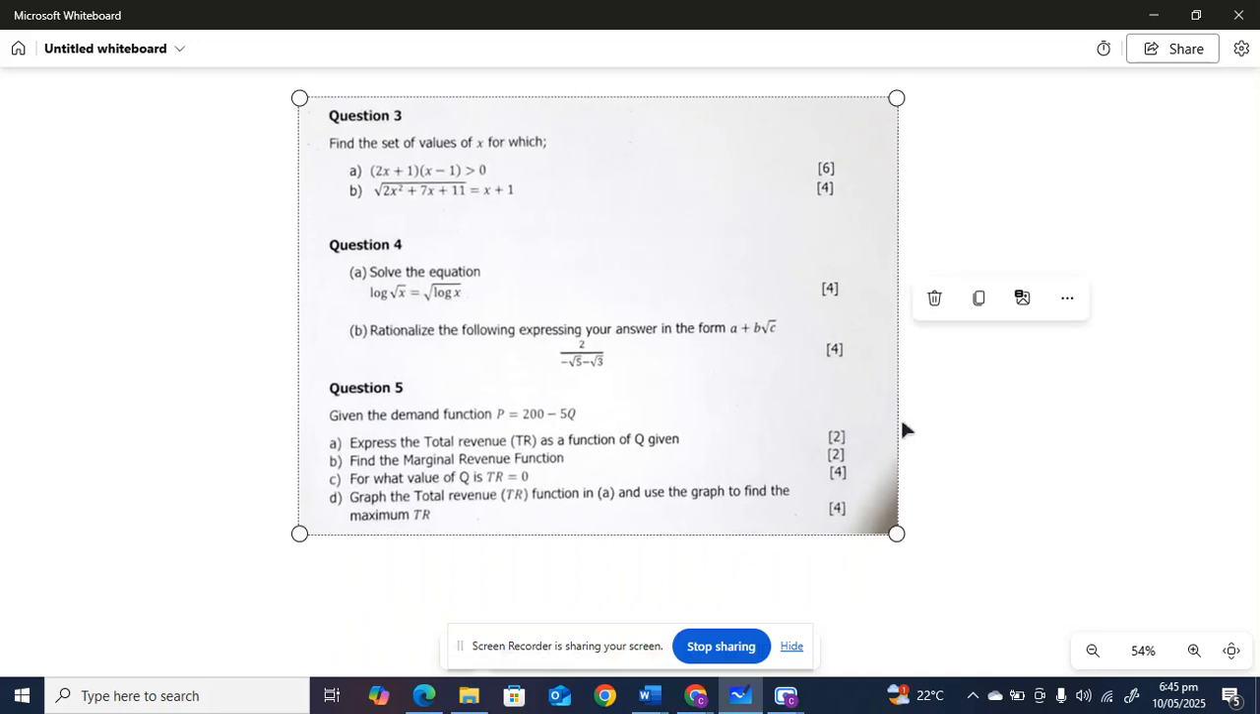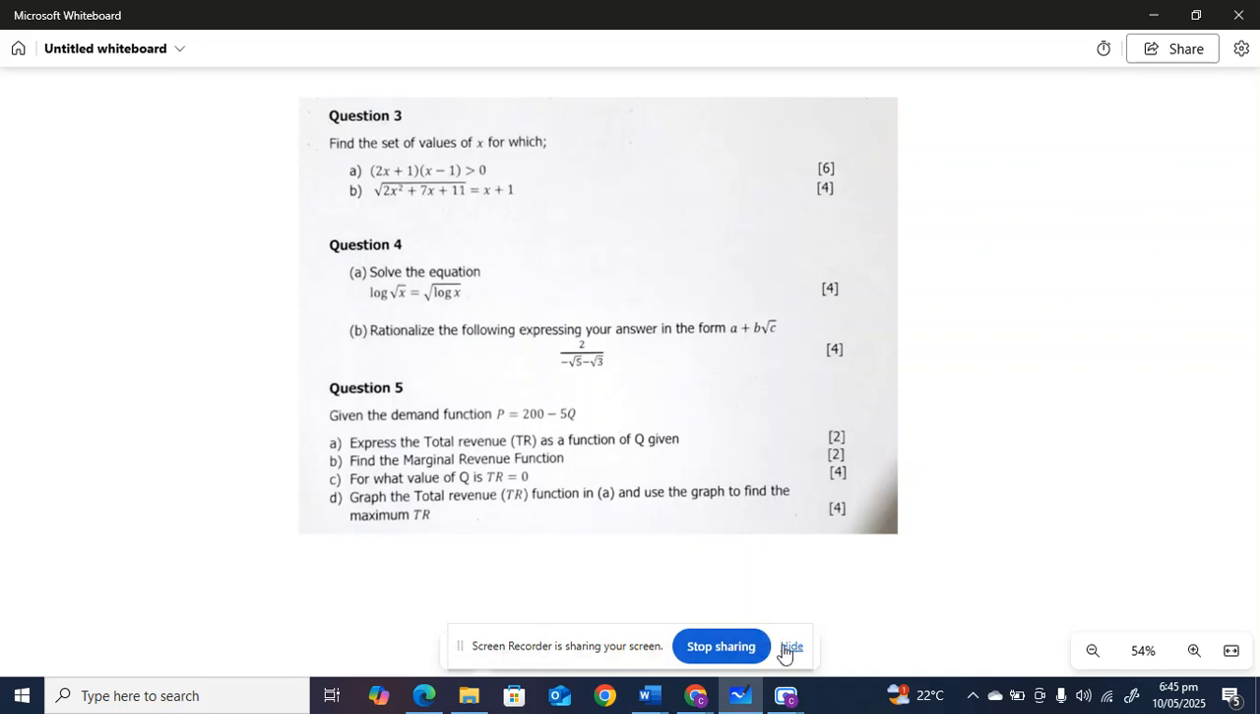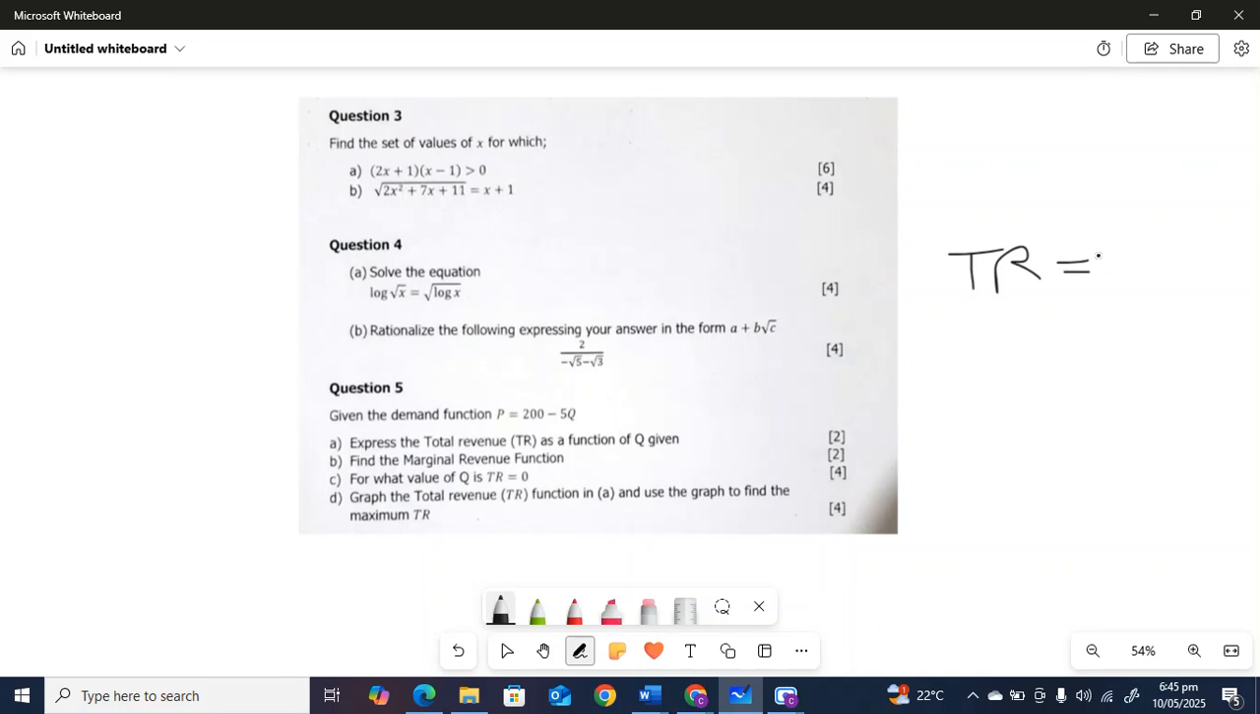Now, this P represents price. Then remember, colleagues, total revenue is price times quantity. So TR, total revenue, is price times quantity. So in this question, P is going to be 200 minus 5Q.